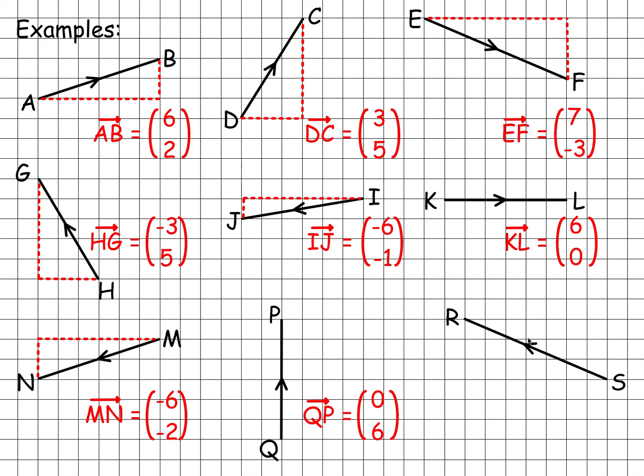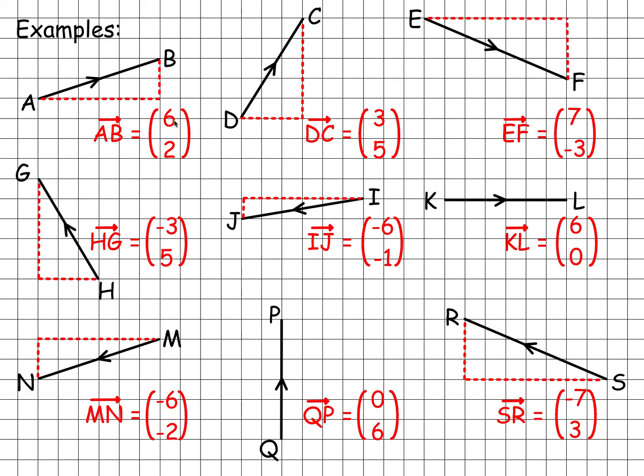Finally, S to R. So here we're going to the left, 7. That's negative 7 in the x direction, and then 3 up. That's positive 3 in the y direction. So that's S to R. So these are column vectors. None of them are identical in components. So they're all different vectors. None of them are the same vector.